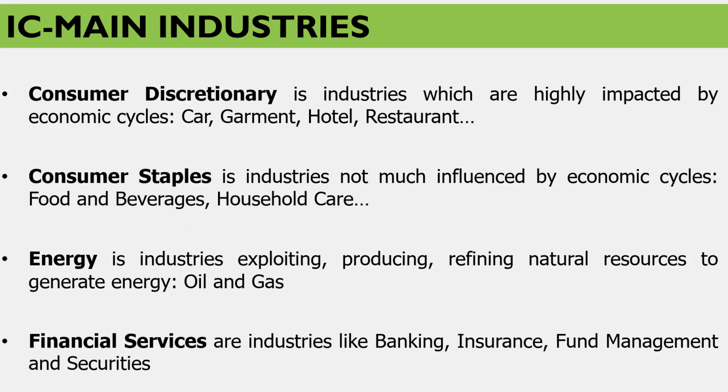First, consumer discretionary is an industry which is highly impacted by the economic cycles. For example, cars, garments, hotels, restaurants. In Vietnam, the ticker VEA is a car company with main earnings from car and motorbike companies. They are called profit from associates, which are Toyota, Ford, and Honda.